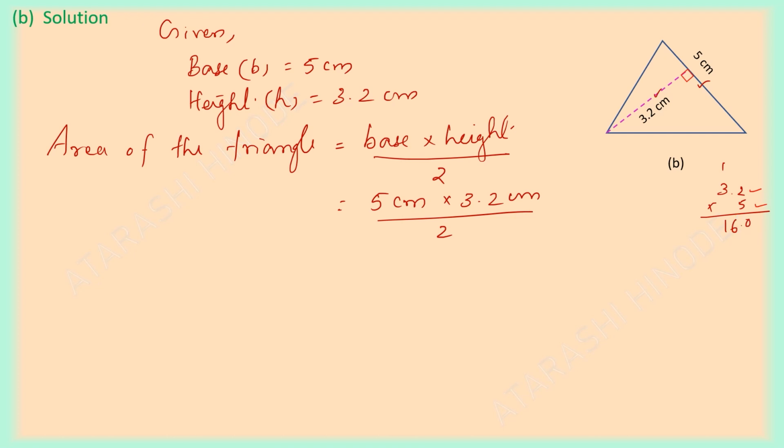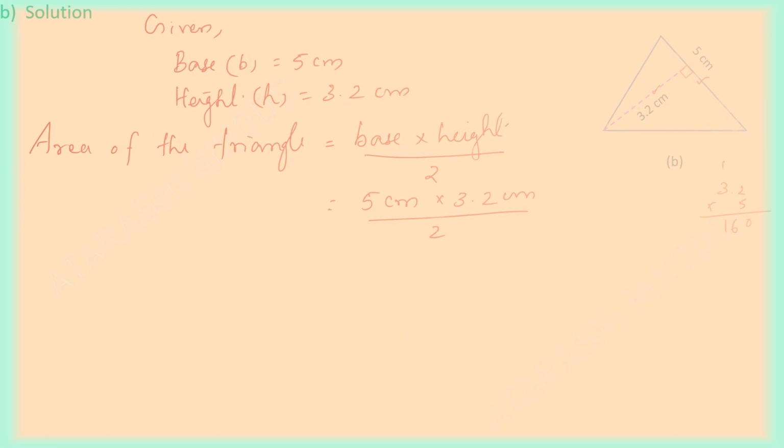So 5 into 3.2 becomes 16 centimeter square divided by 2. 16 divided by 2, that is 8 centimeter square. So area of this triangle is 8 centimeter square. Now let us go to the C part.